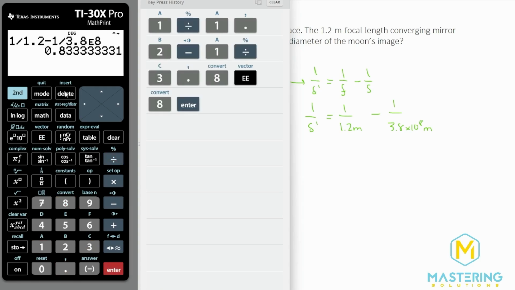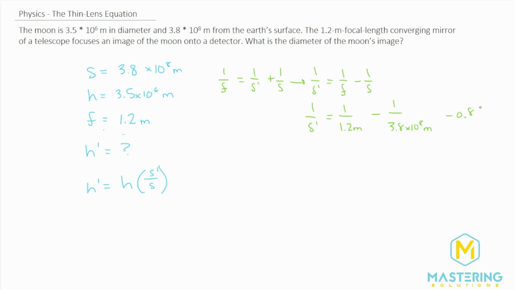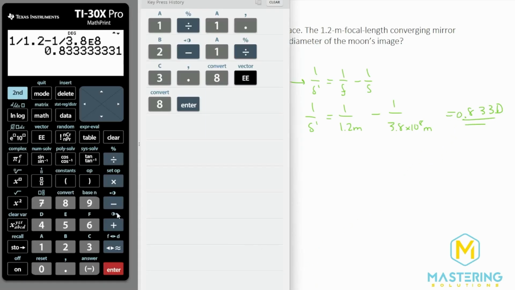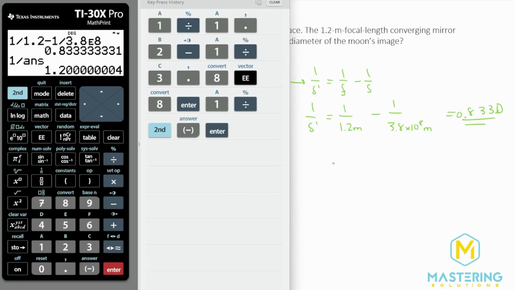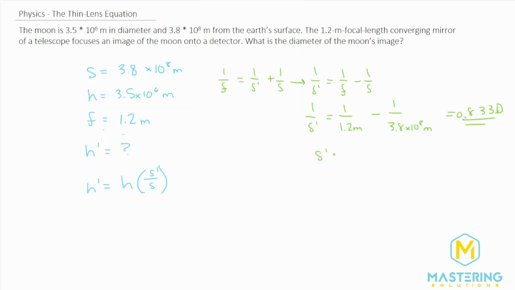And that gives us 0.833 diopters. But we want this in meters, so we need to take the reciprocal of that, and that will change this to meters. So we have an image distance of 1.2 meters. Now we can plug that into our equation over here to finally solve for the diameter of our image.